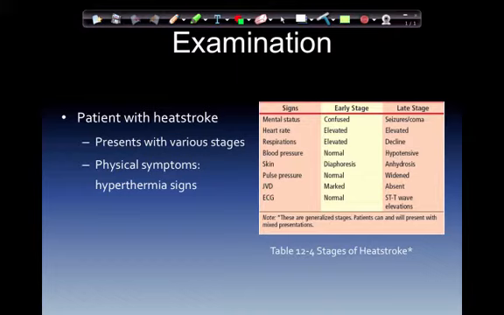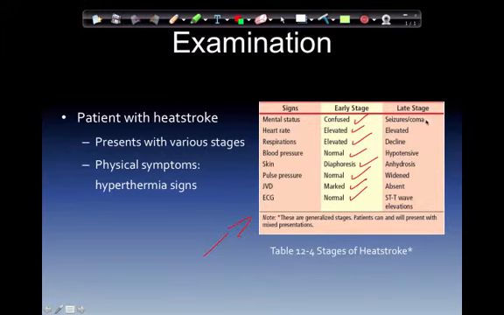On examination, a patient with heat stroke presents in various stages. Sudden onset of altered mental state occurs in approximately 80% of the cases, a combination of delirium, hallucination, confusion, even coma. Physical symptoms are hyperthermia signs, and this is table 12.4 in your book. Early stage: they're confused, heart rate's elevated, respirations are elevated, blood pressure is normal, skin is diaphoretic, they're still trying to compensate and cool, pulse pressures are normal, JVD is marked, increased perfusion, EKG should be normal.